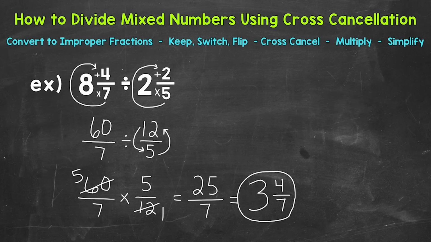And another thing I want to mention, cross cancellation can't be used with every problem. We have to have common factors other than 1 between our numerators and denominators that we can divide by. If the only common factor is 1, then cross cancellation cannot be used. So there's how to use cross cancellation when dividing mixed numbers. Let's move on to dividing improper fractions by improper fractions.